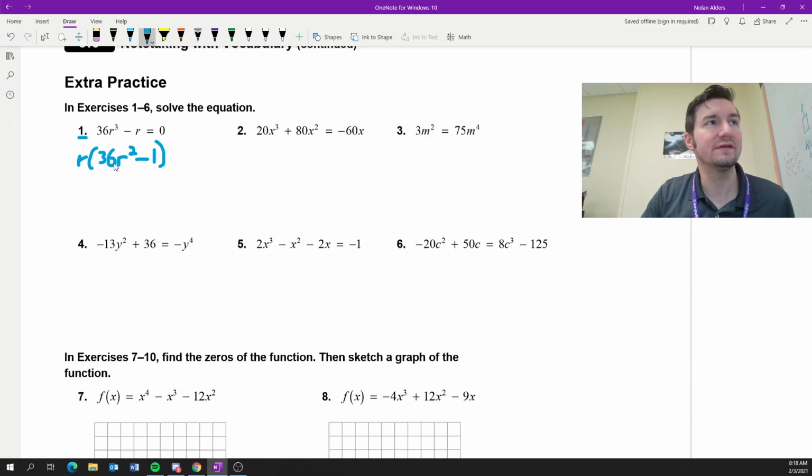We see we have the difference of squares here, so we could also factor this as 6r, the square root of 36r squared, plus 1. 1 times 1 is 1, and then 6r minus 1.